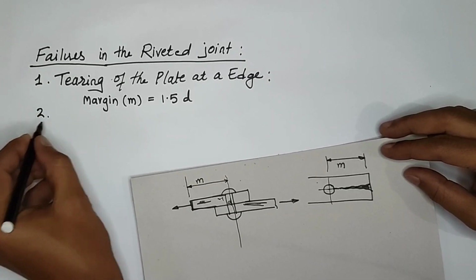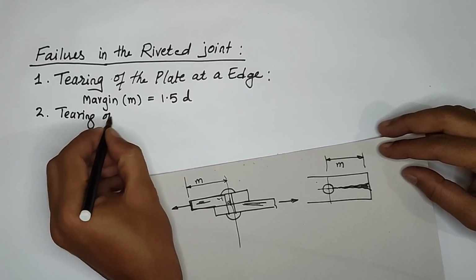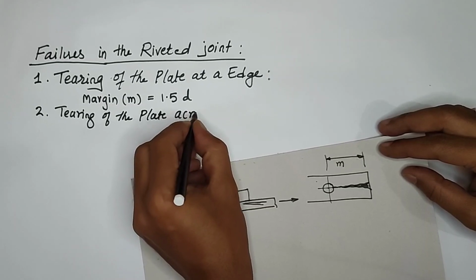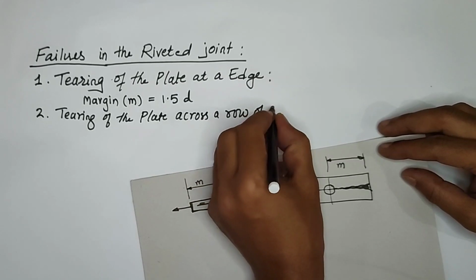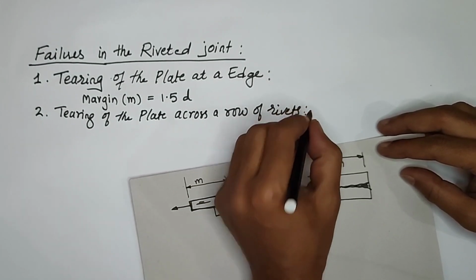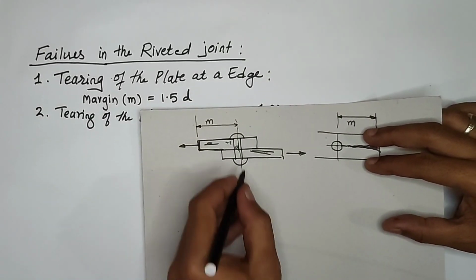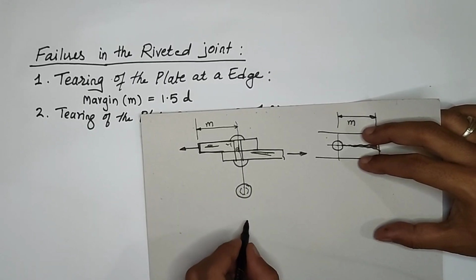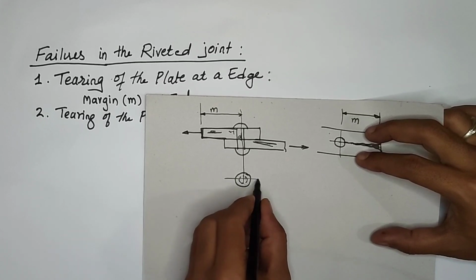The second one is tearing of the plate across a row of rivets. A row of rivets means the rivets are arranged in parallel. For example, in the top view we can see two rivets arranged like this. There may be more rivets arranged in parallel. This is the center of the rivets.